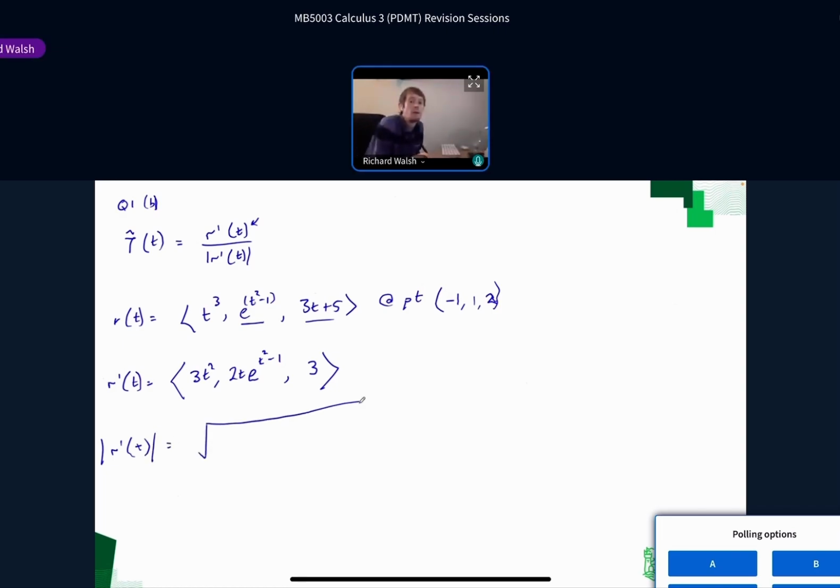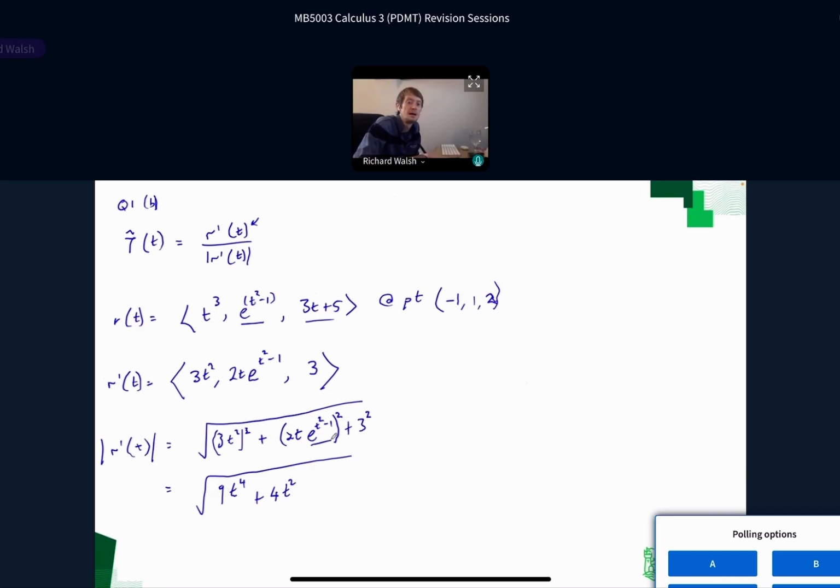So it'll be the square root of the first term in r dash t squared, plus the second term in r dash t squared, plus the third term squared. Now we simplify each of them down, which we did already. It'll be 9t to the 4, plus 2t squared is 4t squared. Anything raised to a power, raised to another power, you multiply the two powers. So t squared times 2 is 2t squared. Minus 1 times 2 is minus 2. Plus 3 squared is 9.